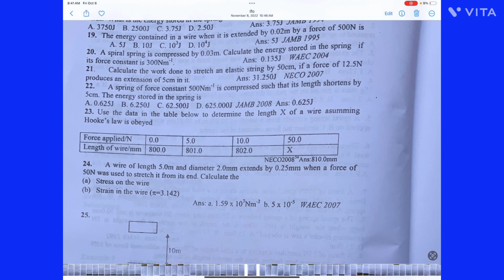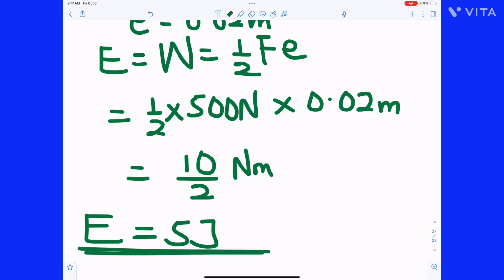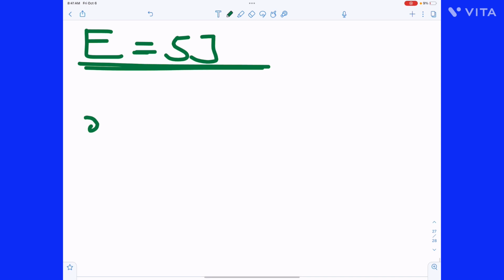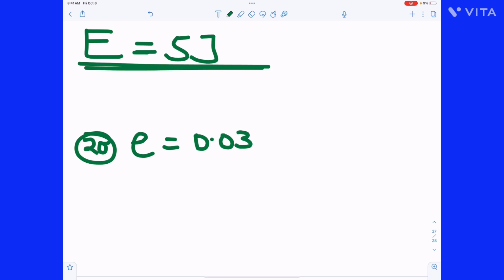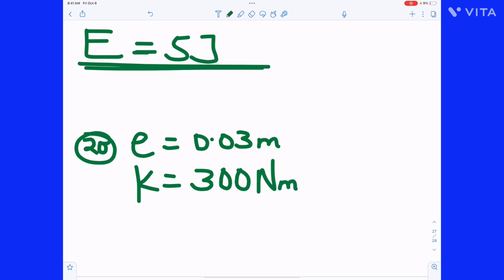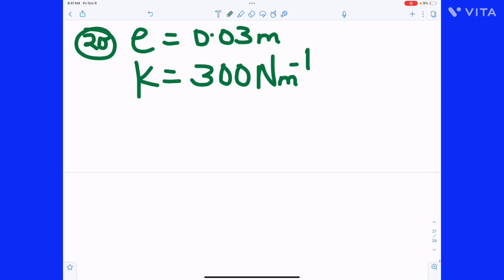Number 20, a spiral spring is compressed by 0.03 meters. Calculate the energy stored in the spring if its force constant is 300 newtons per meter.